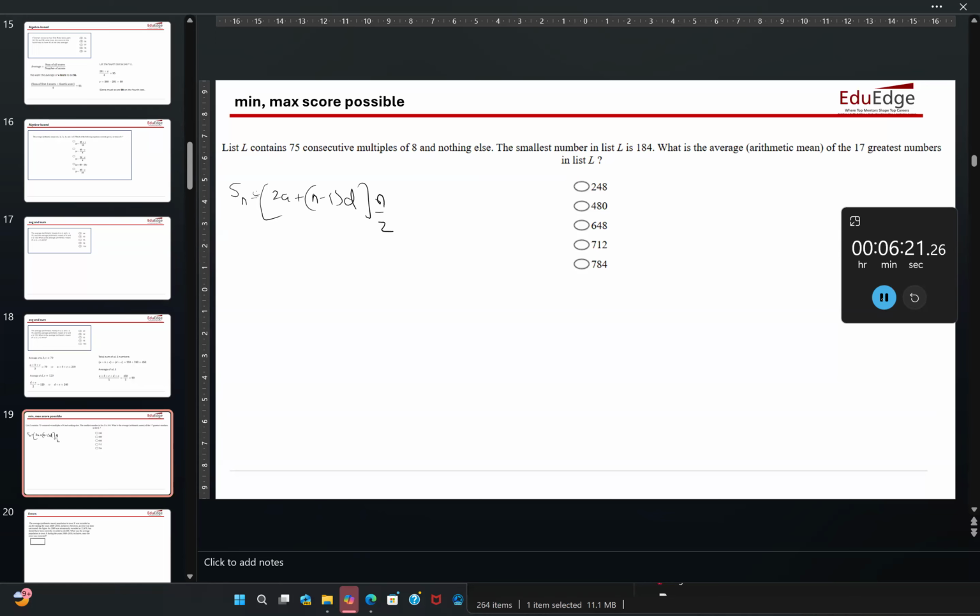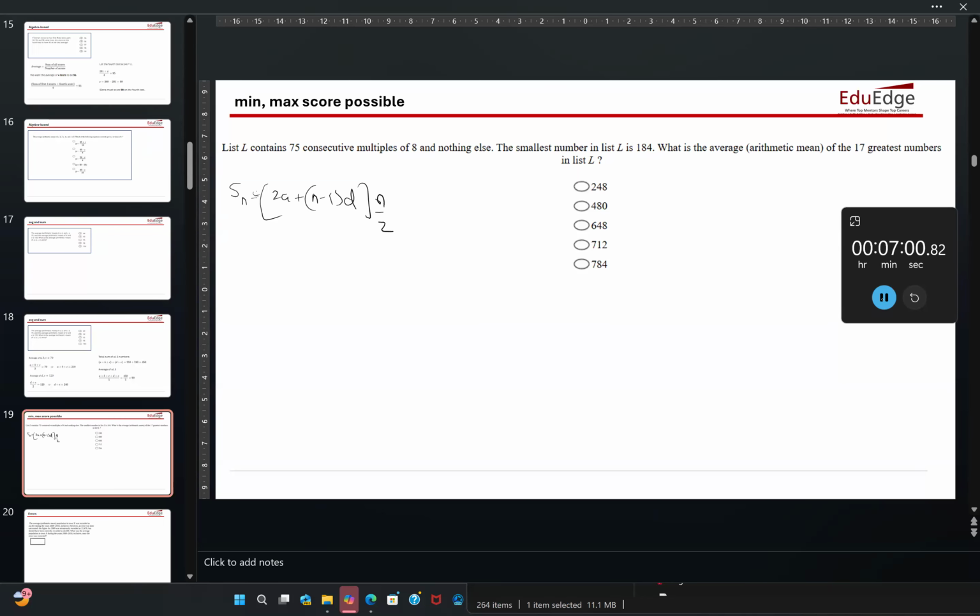Plus 1, 5, times 2. I'm getting 840. Is it E or what? No. So first I need to find the sum of the 17 greatest numbers, right? For that, the 17 greatest numbers will start from the 63rd term. Oh no, they're 75. I took something else. Yeah, I'm reading the question wrong.